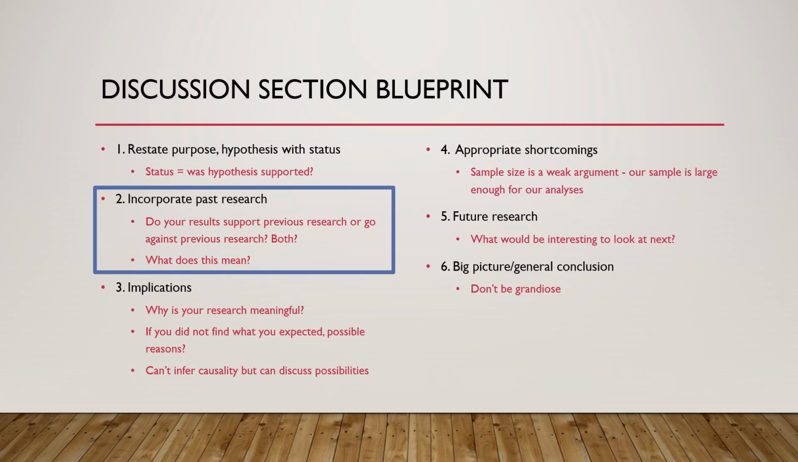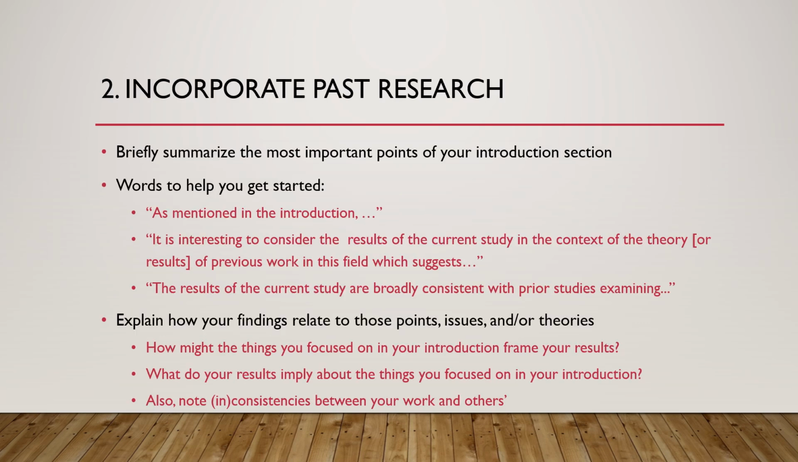After you've done the restating and telling just was it supported, what did it mean in response to your hypothesis, you then want to go on to incorporating past research, which is talking about what was found before and how does your project match previous research or differ from those previous research. What does it mean that it followed exactly what you thought the hypothesis would be versus what does it mean if it didn't?